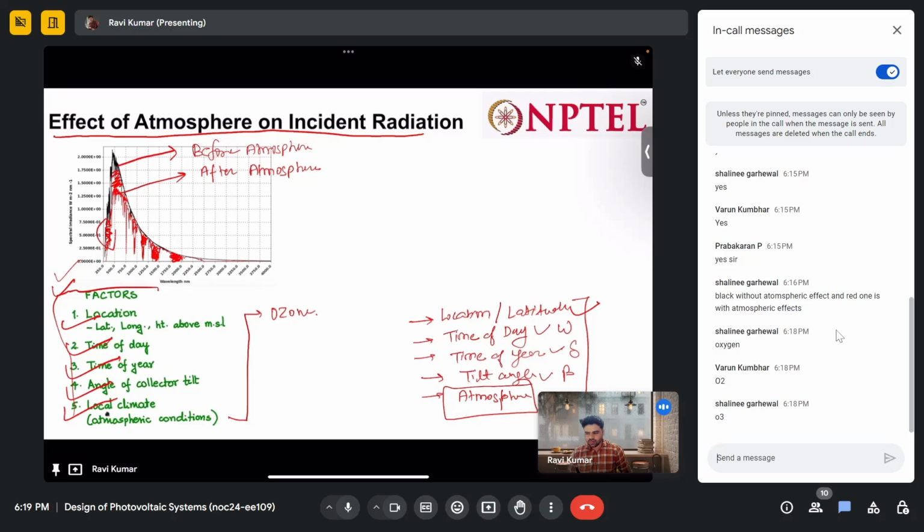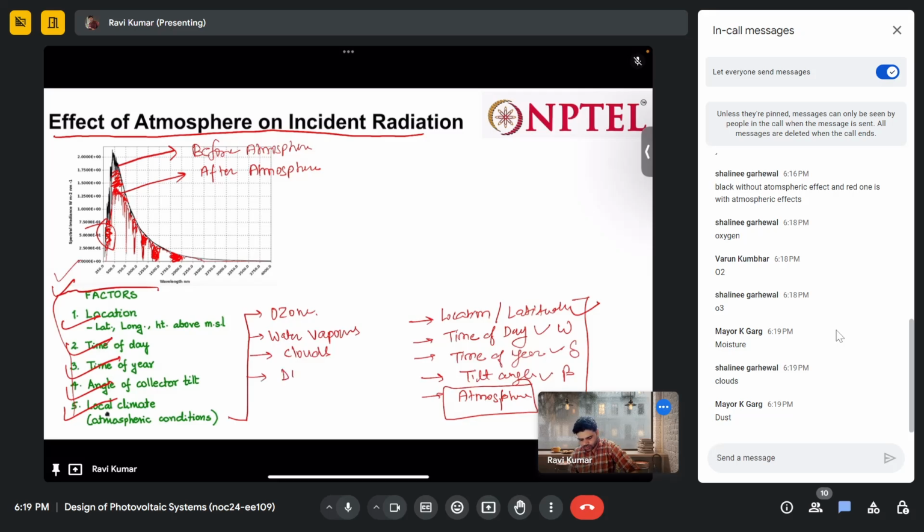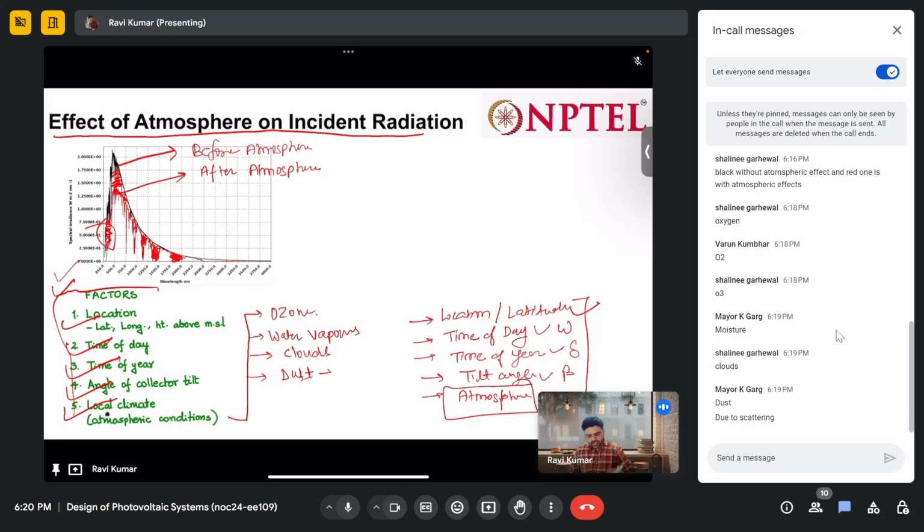Then other than that, what do we have in our atmosphere? Just look towards the sky, you will see many things. Moisture. Moisture we represent with water vapors. Clouds, yes. Dust, we also have dust. And why is the incident radiation being lost due to this dust? What is dust doing to this incident radiation? Scattering. Very good. It is scattering. And then we have other gases. Yes. So these are the atmospheric factors we have.